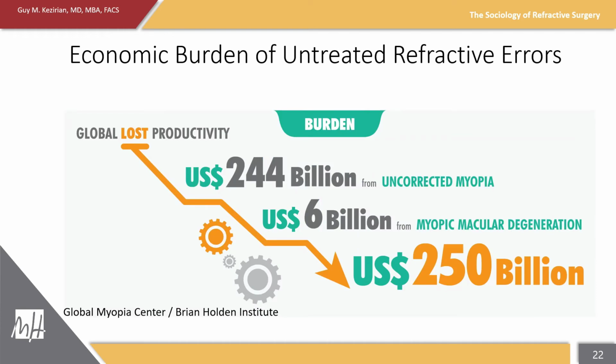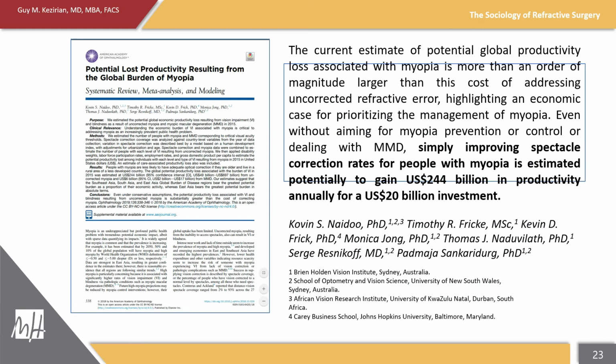Again, it comes down to economics. Untreated refractive errors have a huge economic impact. As you can see here, it's almost $250 billion per year. Here is the study behind that statistic.